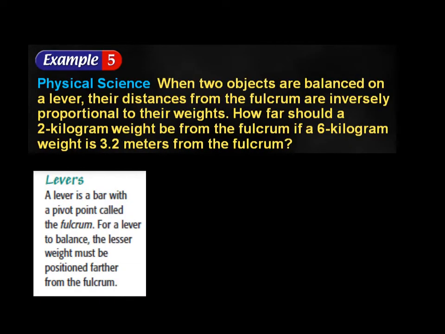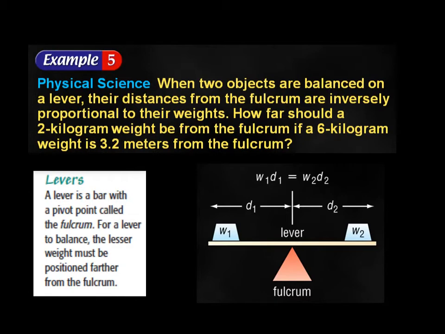When two objects are balanced on a lever, their distances from the fulcrum are inversely proportional to their weights. How far should a 2 kilogram weight be placed from the fulcrum if a 6 kilogram weight is 3.2 meters from the fulcrum? A lever is a bar with a pivot point called the fulcrum. For a lever to be balanced, the lesser weight must be positioned further from the fulcrum.